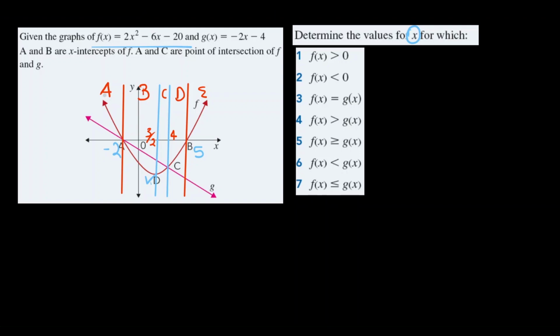So section A, when you say section A, all the values on the left hand side of -2, section B between -2 and 3/2, section C between 3/2 and 4, section D between 4 and 5, and section E anything more than 5. So the first question we are asked here is, where is f of x greater than 0?